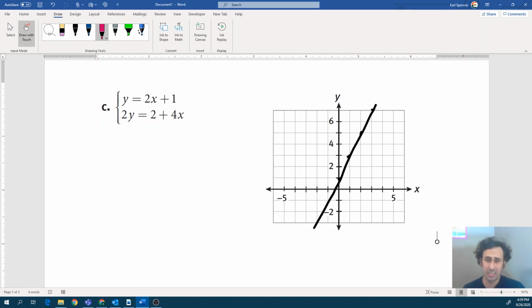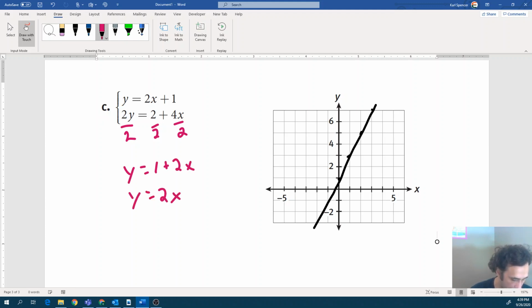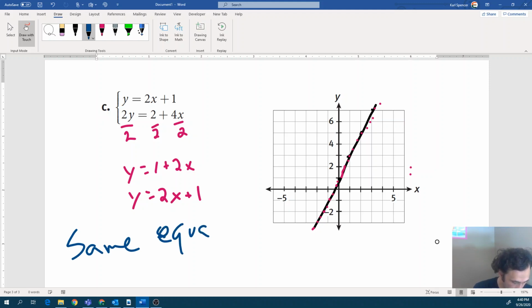Now if I do that second equation, I want to get that y by itself. So I divide everything by 2. And just sort of putting that x term first, we would notice it's the same exact equation. Because these are the same equation, there are an infinite number of solutions.